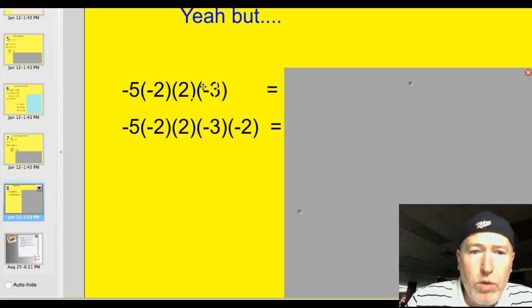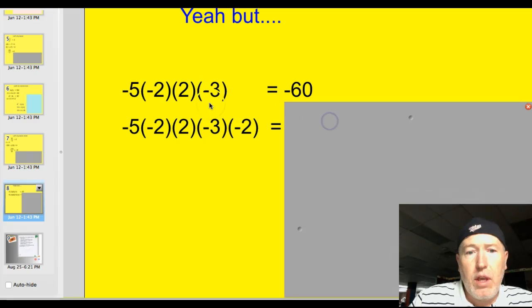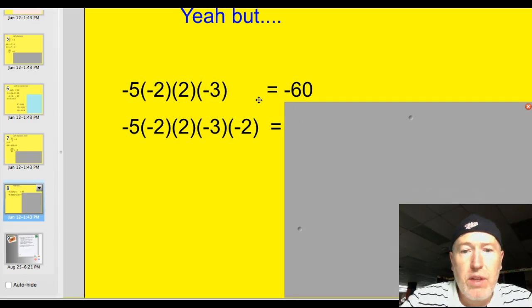All right, now we've got a whole string of them here, so let's take a look at what we've got here in our questions. Well, this would be 10, this would be 20, this would be 60, right? Let's see. 5 times 2 is 10, times 2 is 20. It looks like 60, and if I count the symbols, it's going to be a negative 60 because there's 3 of them. All right, I think I added one more on there.